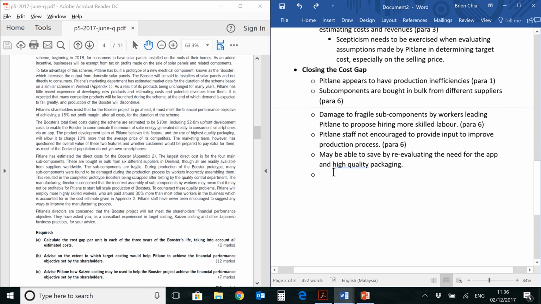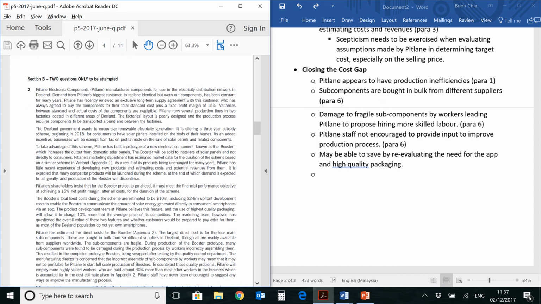Now I'm moving forward to closing the cost gap. So first of all, Pitlane appears to have production inefficiencies. We would have found this early in the question over here in paragraph 1.